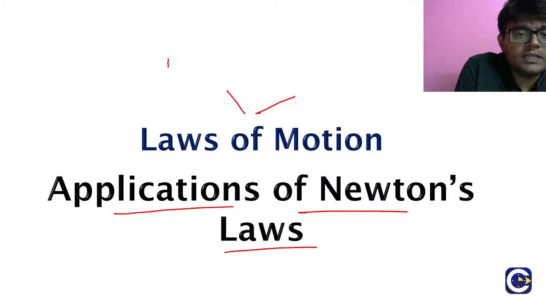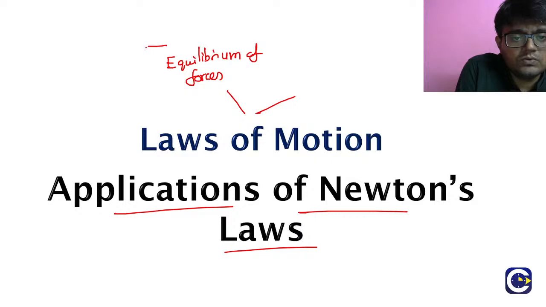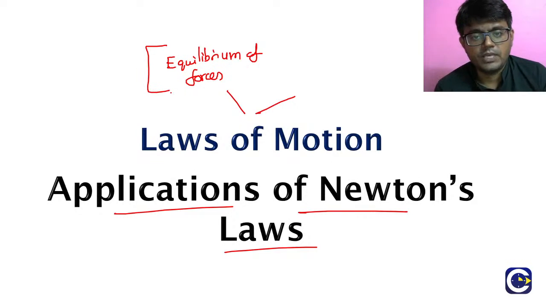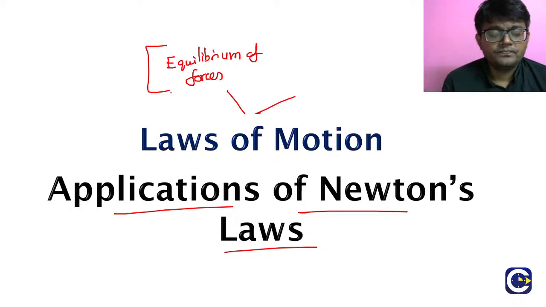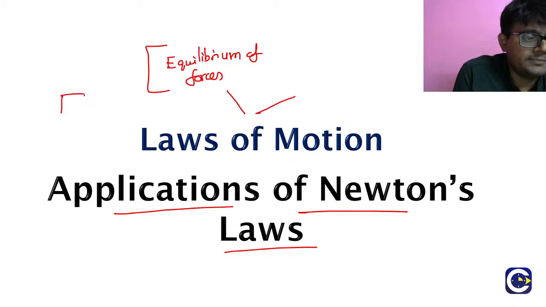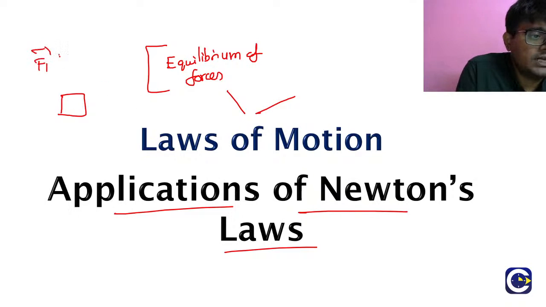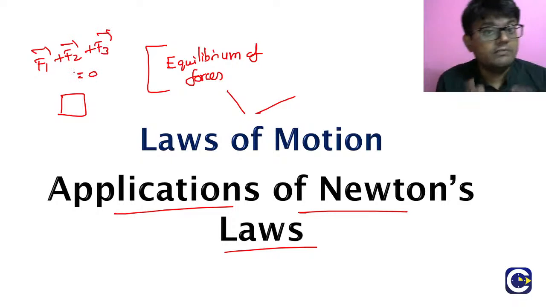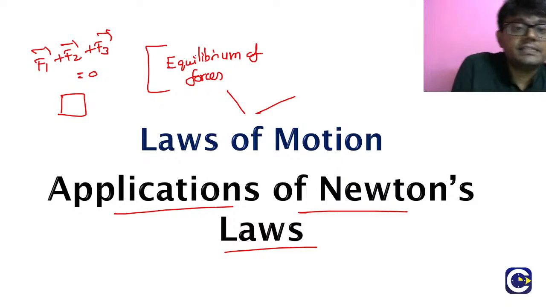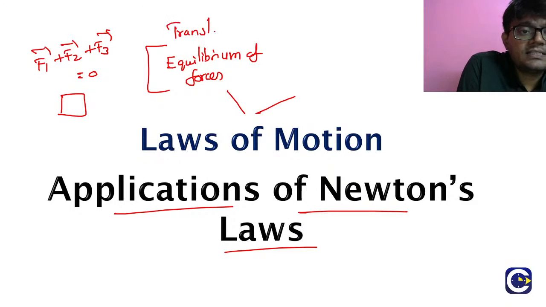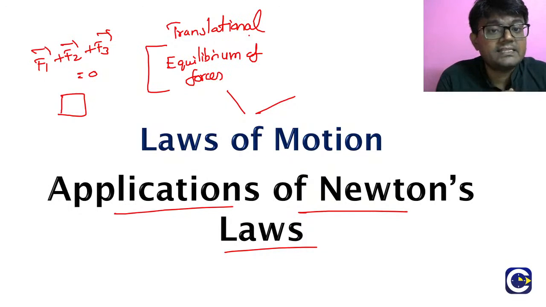One is the problems where we have equilibrium of forces. When you take any object, if the total resultant of all the forces acting on the object is adding up to 0, then we will say the object is in translational equilibrium.